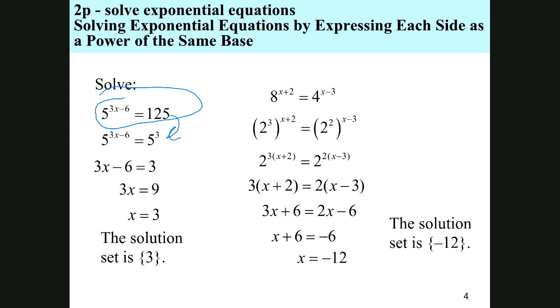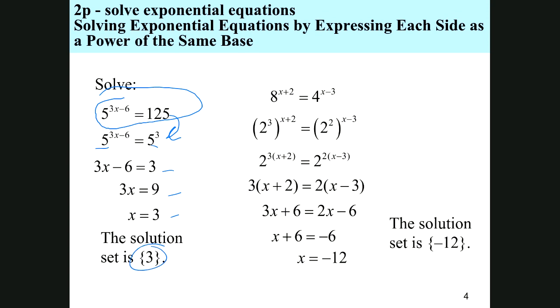Now notice our bases are the same. So we can simply set the exponents equal to each other. 3x minus 6 equals 3. And then add 6 to both sides and divide by 3. So our solution is 3.